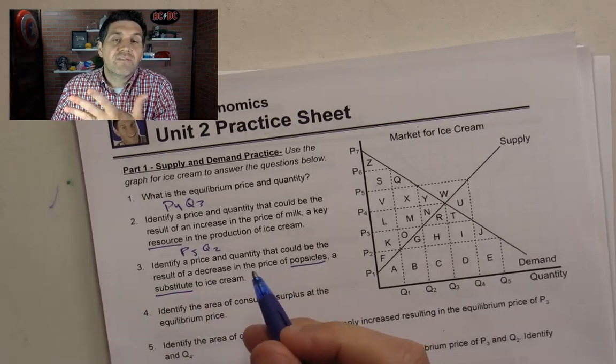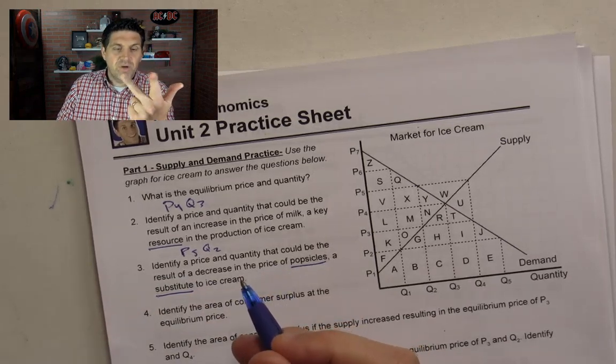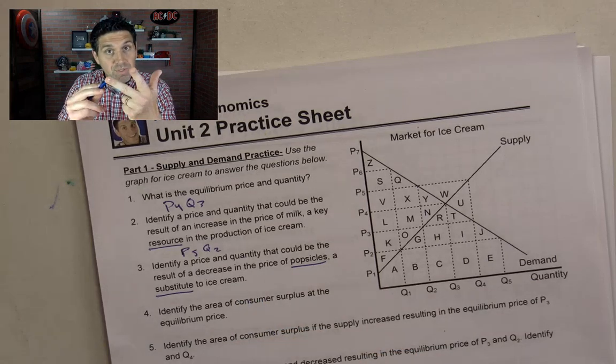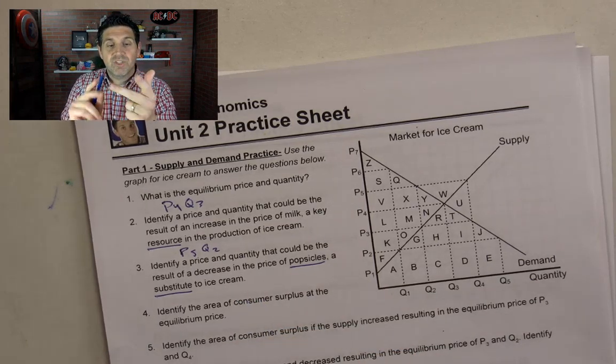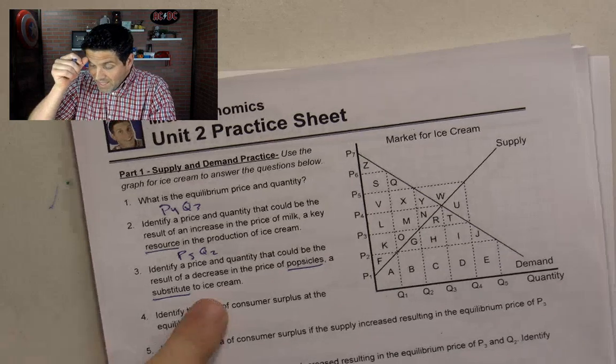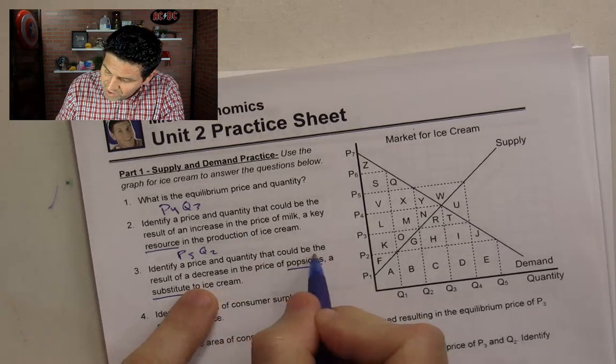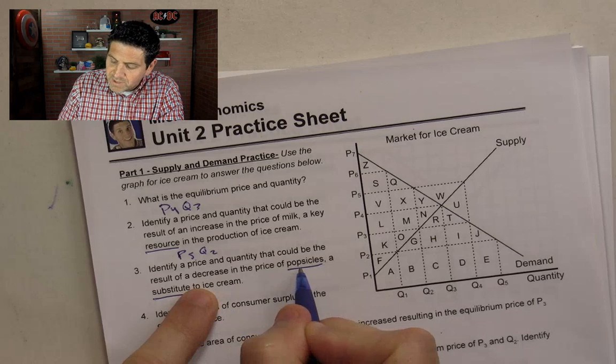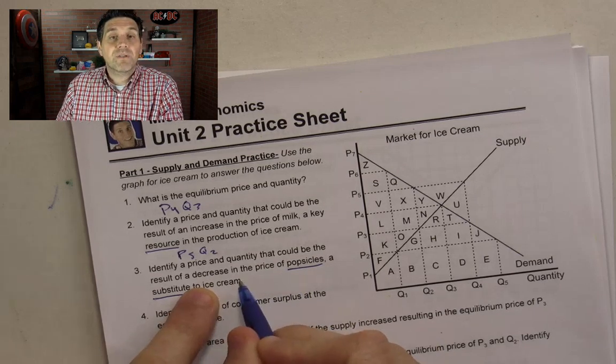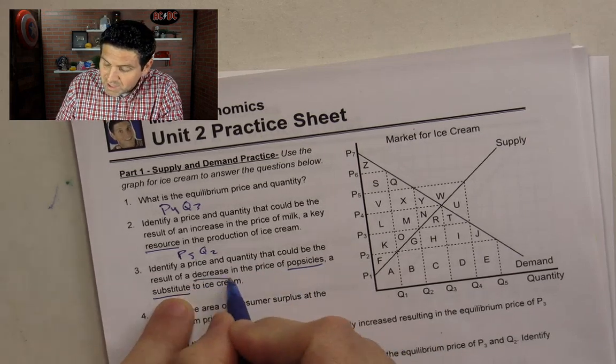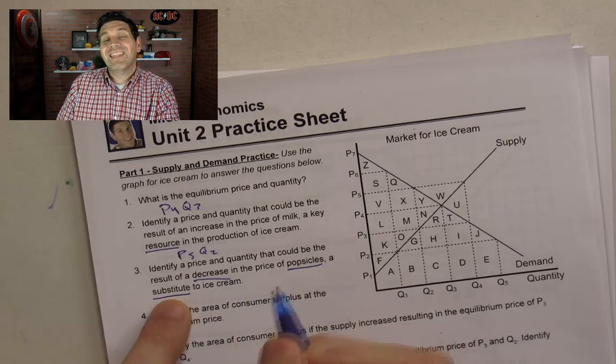Anyways, so if the price, and this is the key to this one, we know there's 5 shifters of demand, right? Tastes and preferences, number of consumers, price of related goods, substitutes and complements, income and expectations. We're talking about substitutes and complements. In this situation, it said there could be a decrease in the price of popsicles. People are going to go buy more popsicles because the price of popsicles decreased, which means they're going to go buy less ice cream.